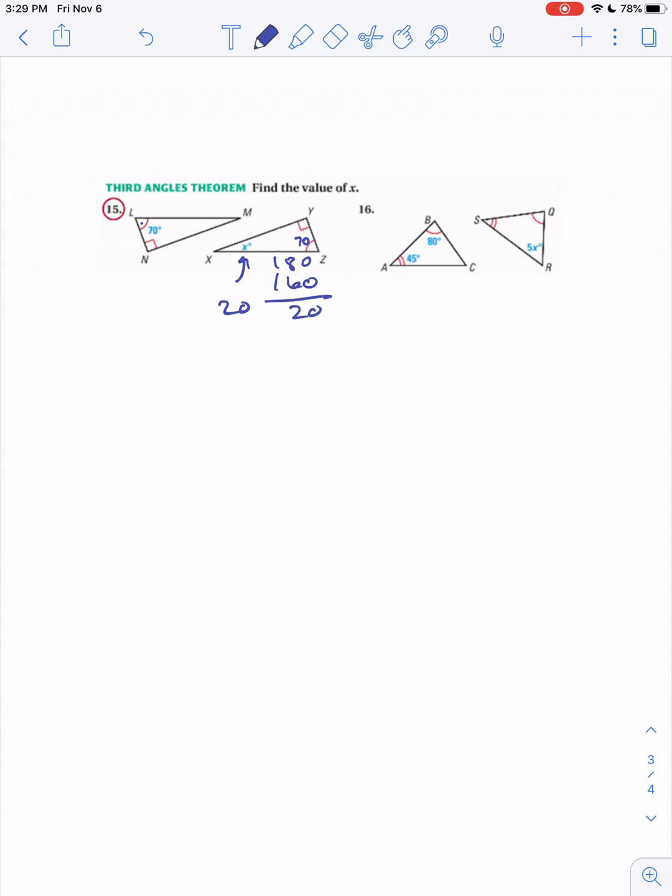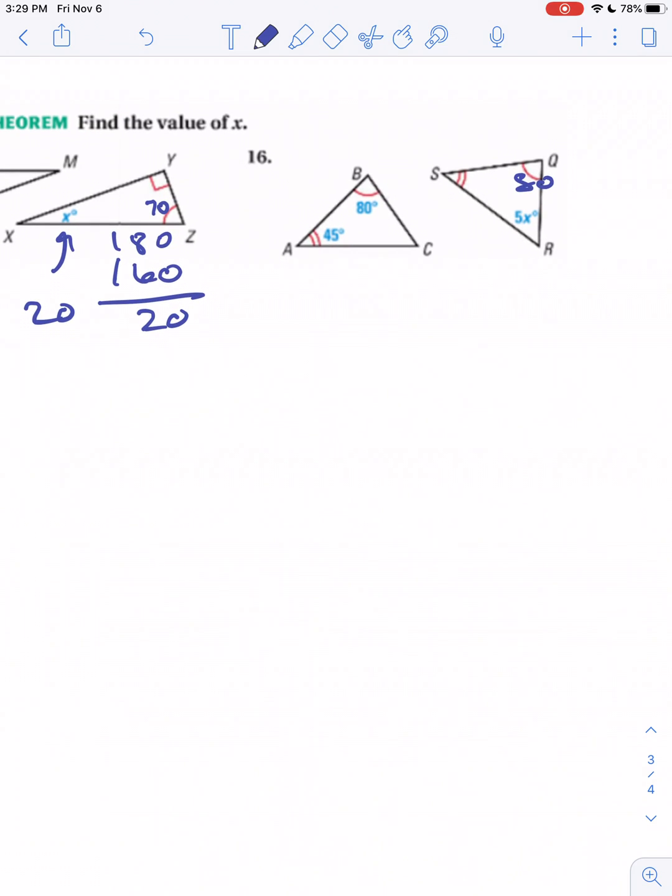And last one, we know that this angle is 80 and we can carry it over here. We know this angle is 45, we can carry it over here. Add those together, we get 125, subtract it from 180, that's what, 55? And divide that by 5, it looks like X is going to be 11.